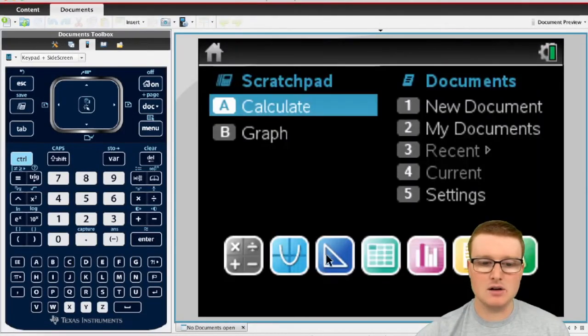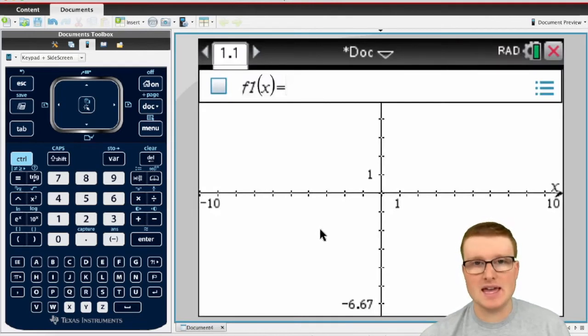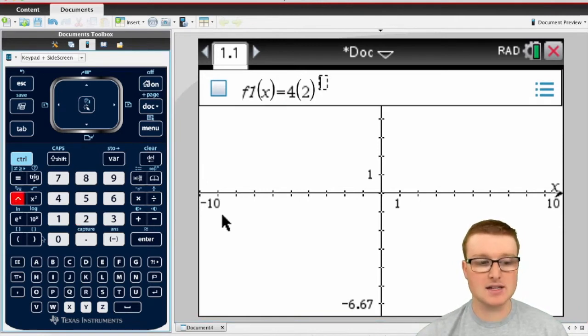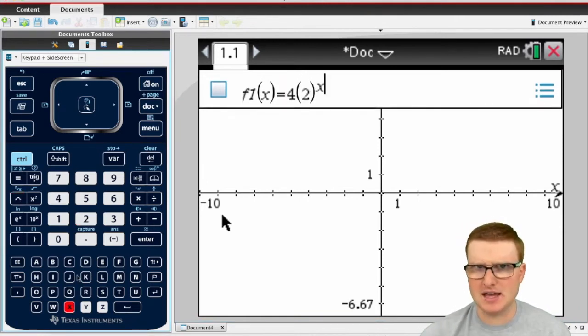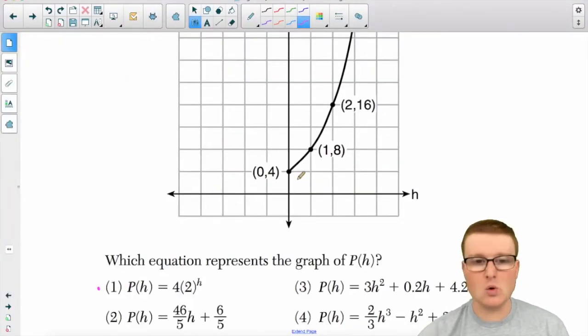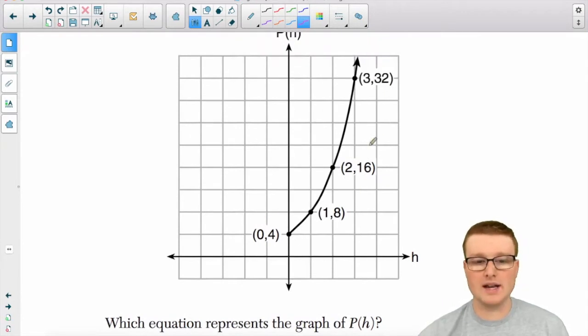Okay? Now, keep in mind that it is in terms of H, but your calculator is in terms of X. So you need to make sure that you type in an X instead of an H. It's still the same thing. It's just a different variable. And we get that function. So look here at the ordered pairs that they give you. 0, 4, 1, 8, 2, 16, 3, 32.